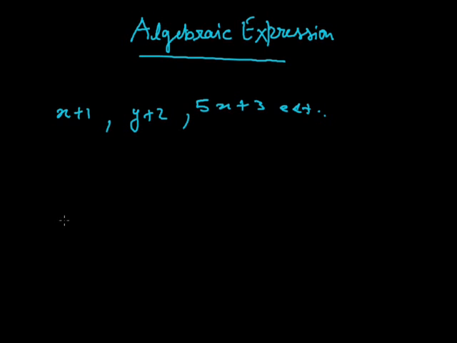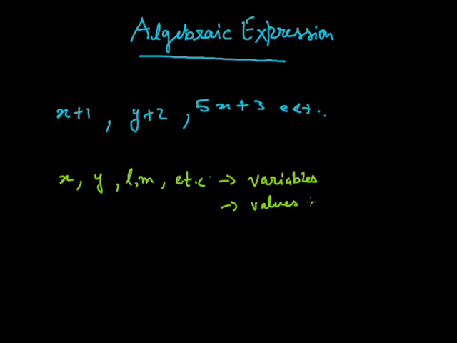See, we use letters like x, y, l, m, etc. to denote the variables. What are variables? These are the letters which can assume any value. Their values are not fixed. That is, their value can change. For example, I can take x equals 2, x equals 3, x equals 4 or any value.